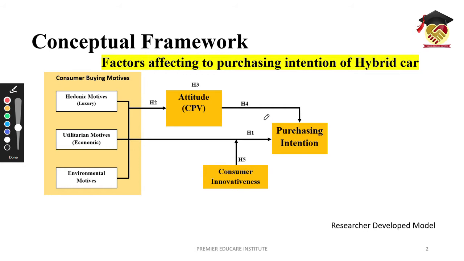So this is your dependent variable or this is your research interest. This is your mediating variable, which was also derived through the critical literature review, and this is your moderating variable. Once again, it was taken from the critical literature review. Okay, now you understand how to develop your research model, right?